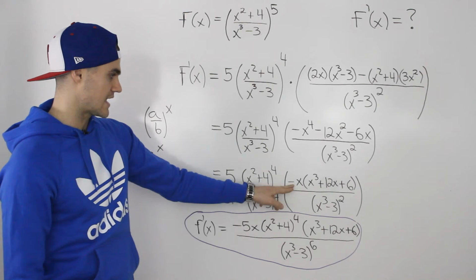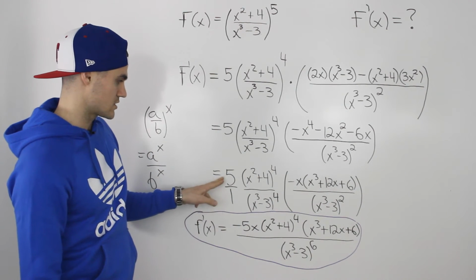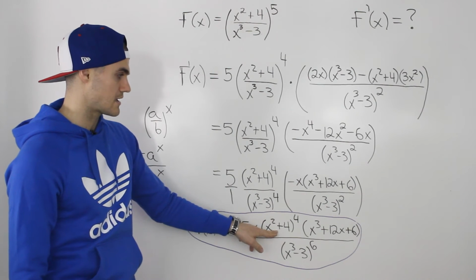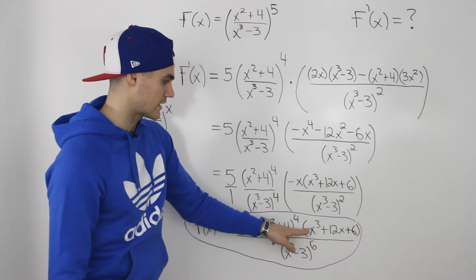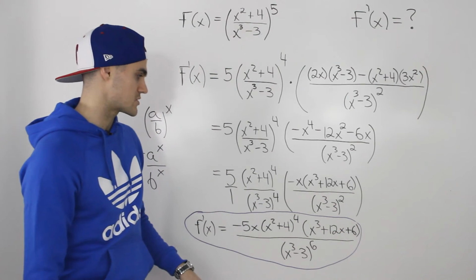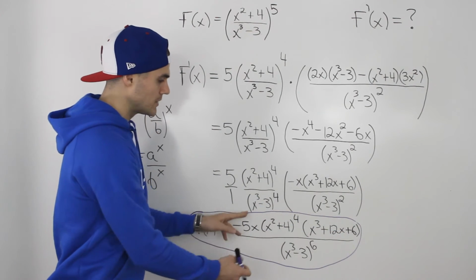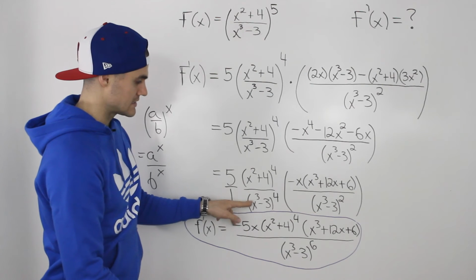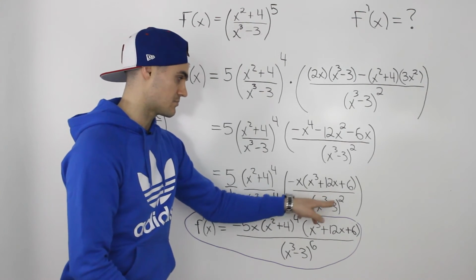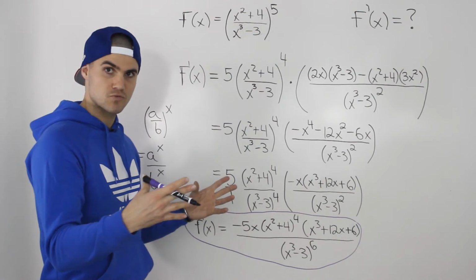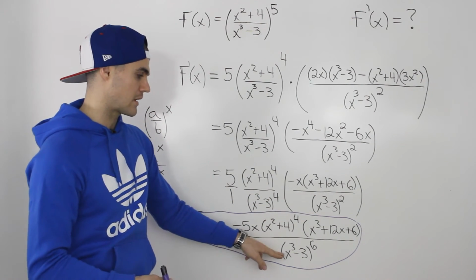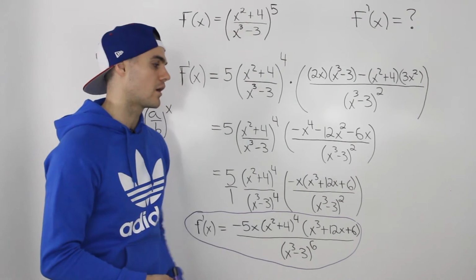So basically this negative x I brought to the front, so we got negative 5x in the front. This x squared plus 4 to the power of 4 stays the same. This expression in the bracket, x to the power of 3 plus 12x plus 6, stays the same as well. And then in the denominator, I combined this x to the power of 3 minus 3 to the power of 4 and that same bracket to the power of 2. Because they're the same base, we're multiplying, we can add those exponents. So that ends up being x to the power of 3 minus 3 to the power of 6.